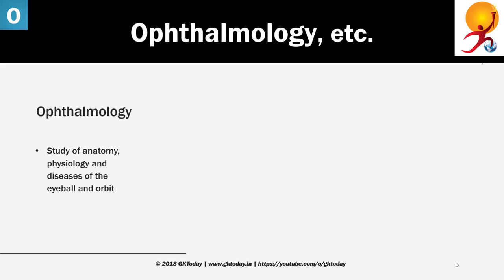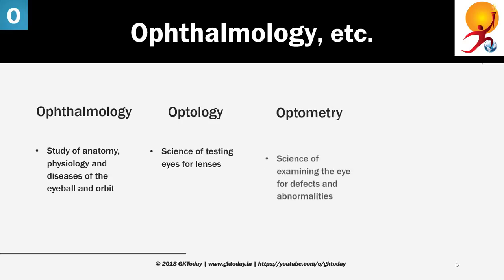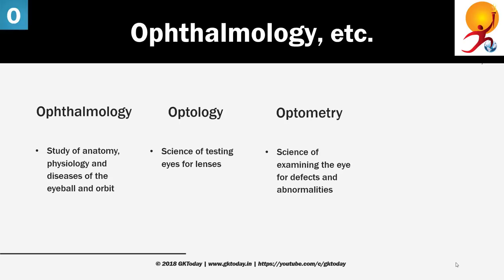Ophthalmology is the study of anatomy and physiology of diseases of the eyeball. Optology is the study of testing eyes for lenses, whereas optometry is the science of examining the eye for defects and abnormalities. Otology is the study of the anatomy and diseases of the ear.